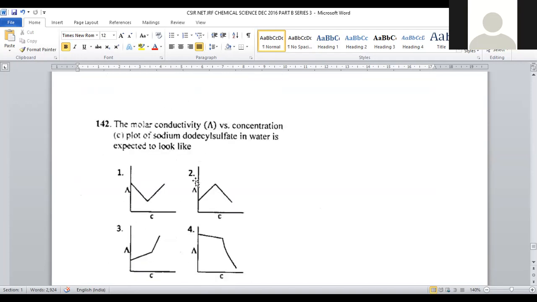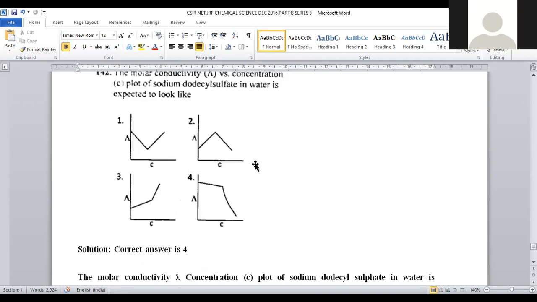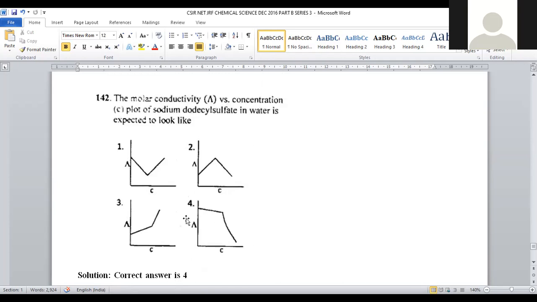Let us move on to question number 142. The molar conductivity versus concentration plot of sodium dodecyl sulfate in water is expected to look like what? When we consider strong acid versus strong base, it will be this first one, right? The second one may not be suitable for us. The third one is weak acid versus strong base, and this is the plot for molar conductivity versus concentration for sodium dodecyl sulfate.